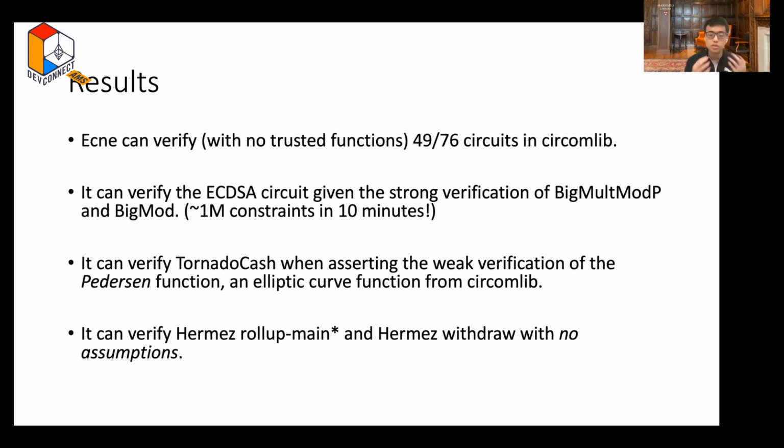It can verify Tornado Cash when we assert the weak verification of the Pedersen function, which is an elliptic curve function from circom-lib. Now, Tornado Cash is a very well-used protocol. In fact, it's arguably the most popular ZK protocol. So this shows that Ecne can verify lots of production-level circuits.